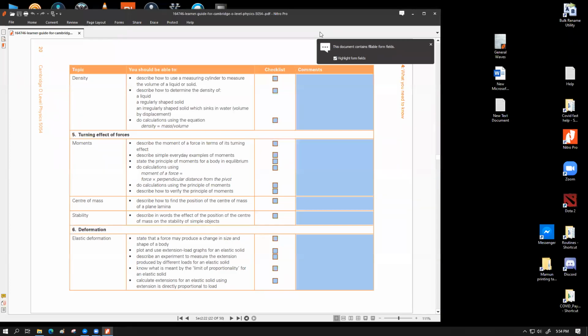So in the turning effect of forces chapter, we have a couple of things that we have to know. Let's go through this list first, then I'm going to slowly take you onto the explanations. Describe the moment of a force in terms of its turning effect.